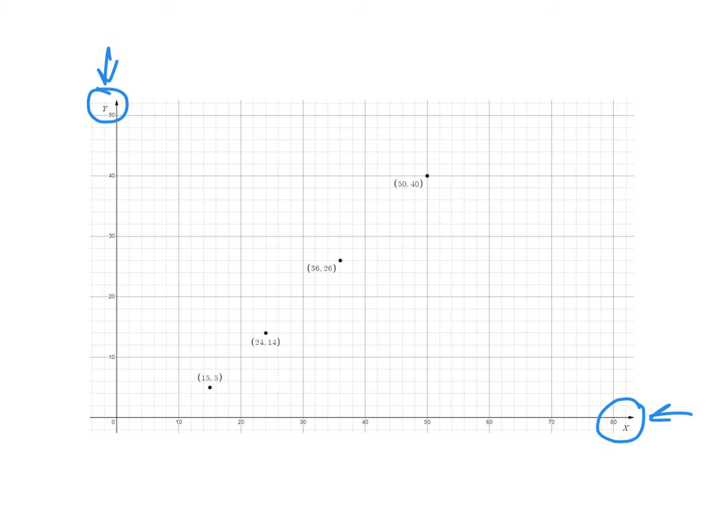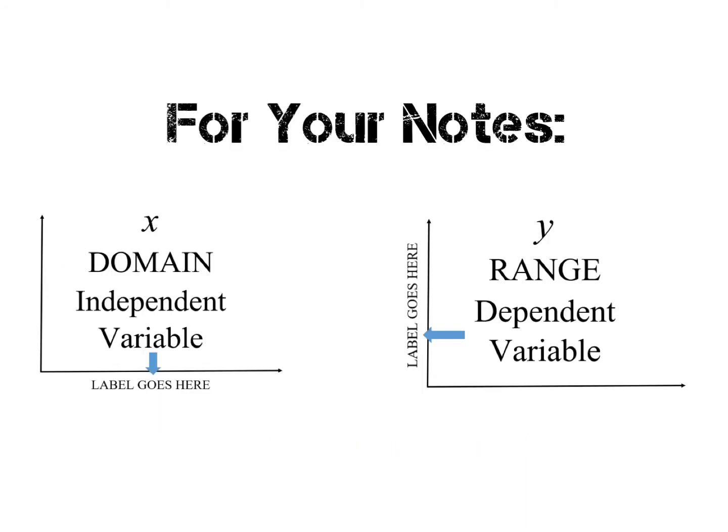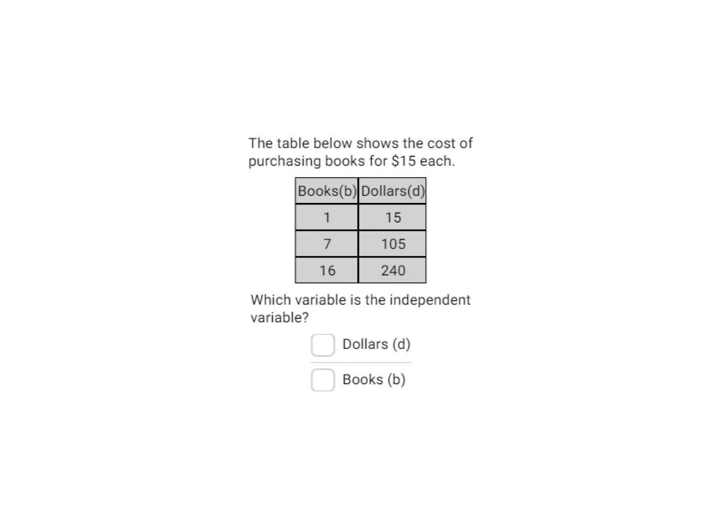But when you're looking at a graph, they usually have a label. So your independent label goes right here on the x-axis. And your dependent label can be found on the y-axis. It's pretty simple like that. If you're a note taker, pause this video right now and put this little graphic into your notes. It'll help. Let's try a couple problems.